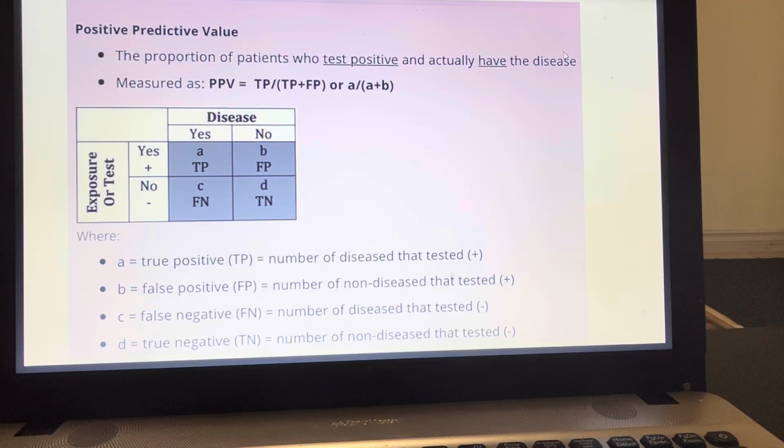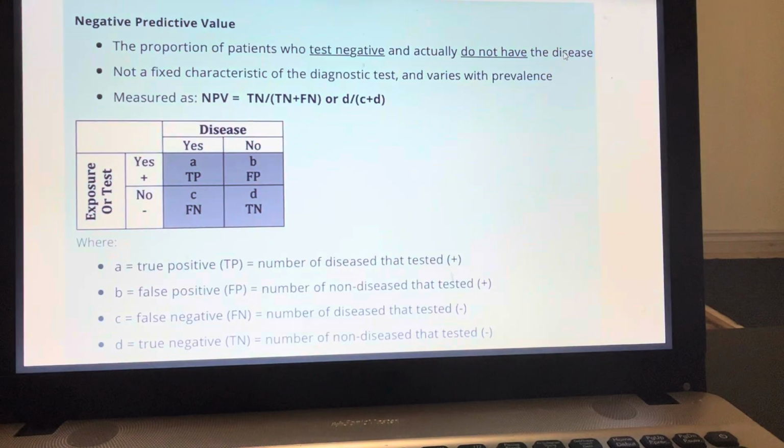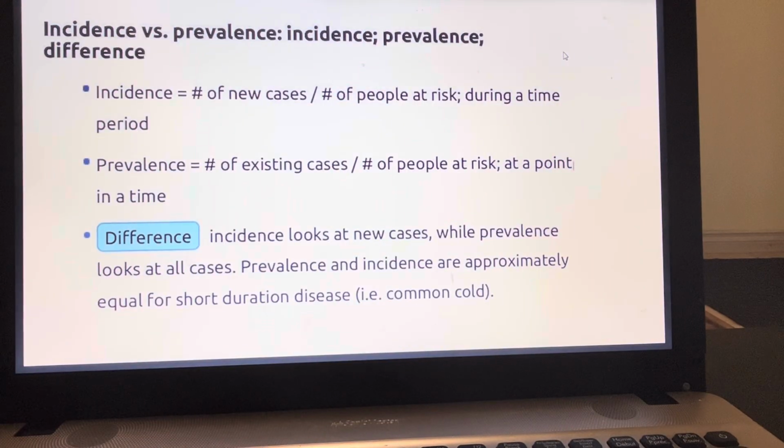They actually have disease. Then we have negative predictive value. It's the proportion of patients who test negative who actually do not have the disease. And we know the formula, and it is inversely proportional to prevalence. Then, very important, sometimes they ask the definition. Remember, incidence is the new cases of the people at risk during a time period, whereas prevalence is the existing cases.